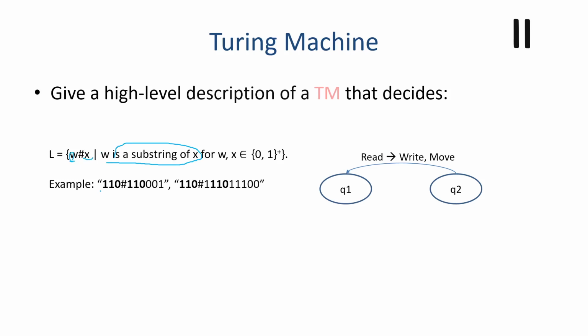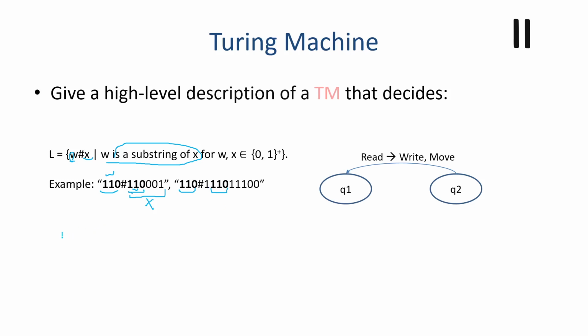For example, the following. We have 110 and 110 right here. So this will be accepted because, if this is W and all of this is X, W is right here. W is a substring of X. And same thing here, 110, we have 110. Cool. So let's start with the idea.